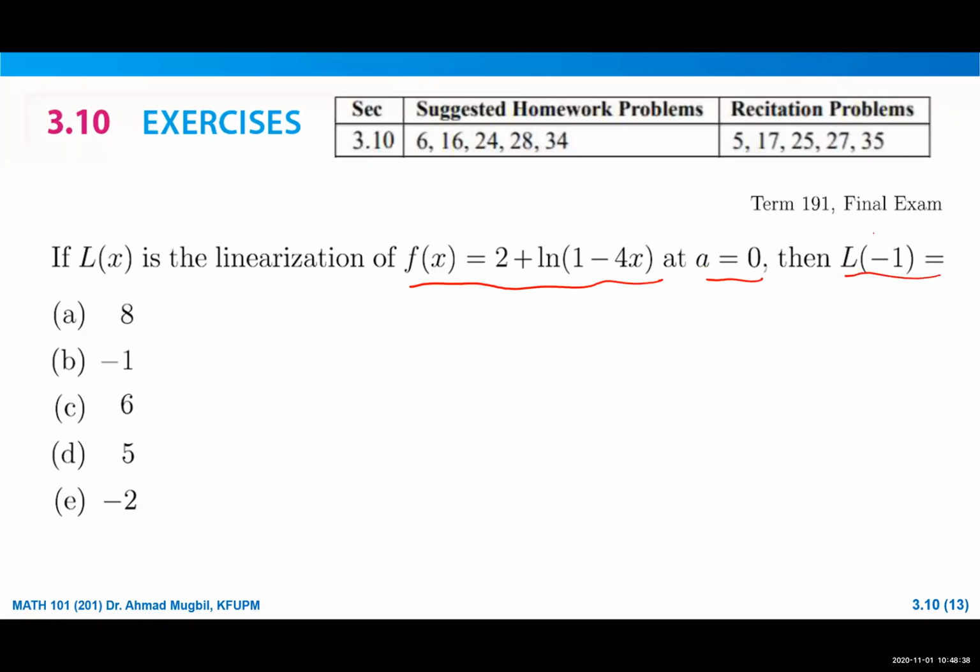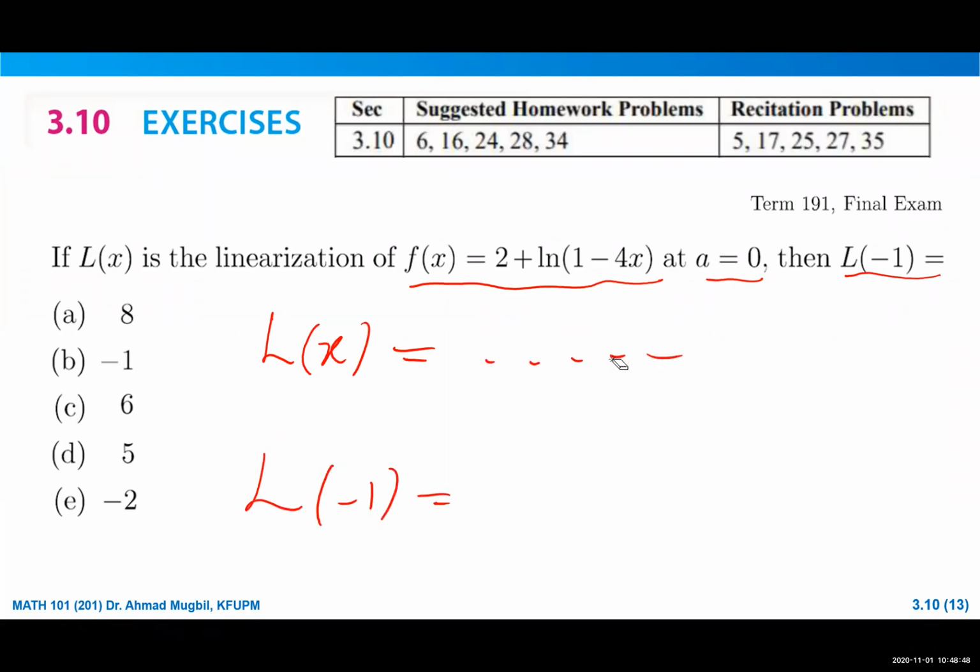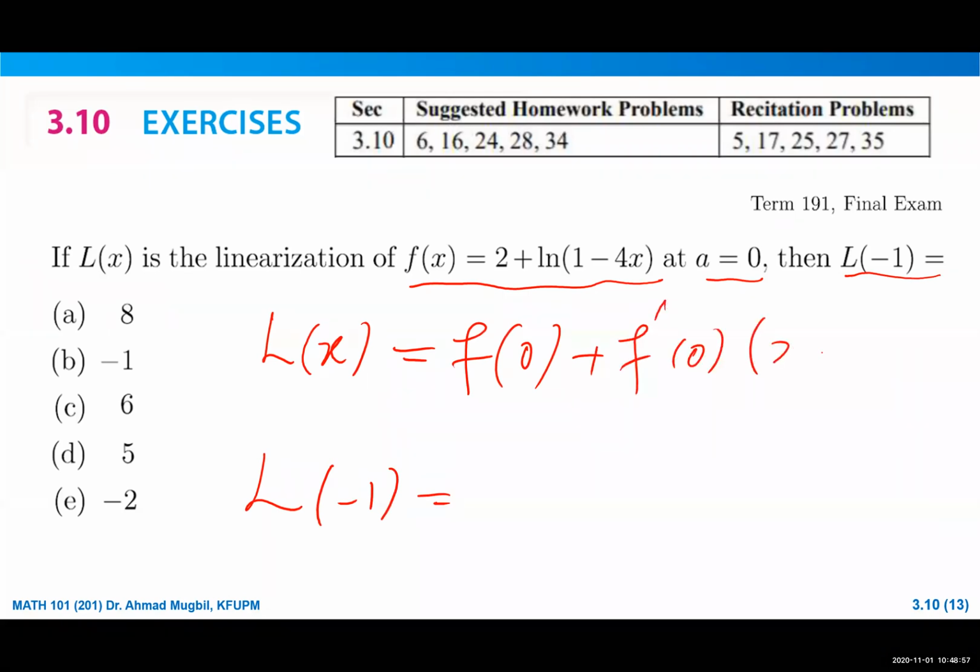So what you want to do here, guys, the question is easy. You need to find L of x, and then substitute by -1. So it is not difficult at all. And what is L of x? It is f at 0 plus the derivative at 0 times x minus 0. So what is the main part here? It is the derivative. If you are going to make a mistake, you will do it here in calculating the derivative. You need to find the derivative.